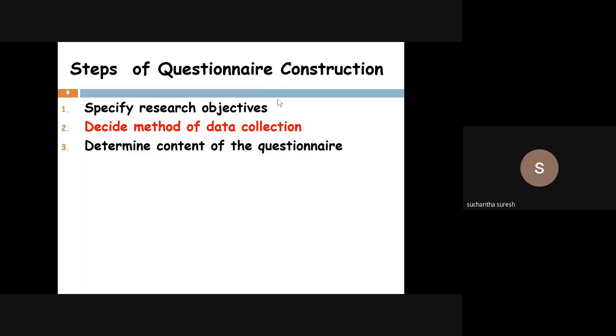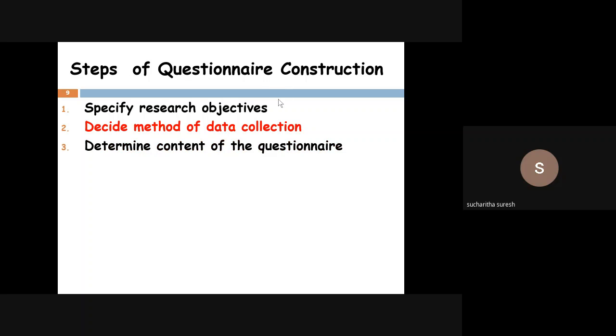Steps means there is nothing very special, this is all I can tell you, that I concentrated, I collected and put it in this form. Specify research objective. It is important, it has to be there. So you need to have the research objective. Then decide the method of data collection. Of course, questionnaire means only you can proceed with this.